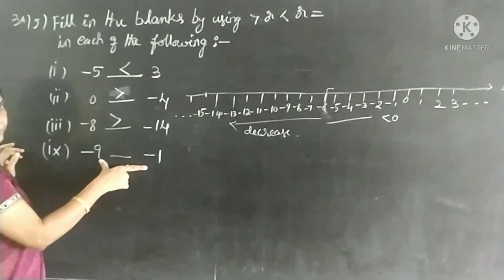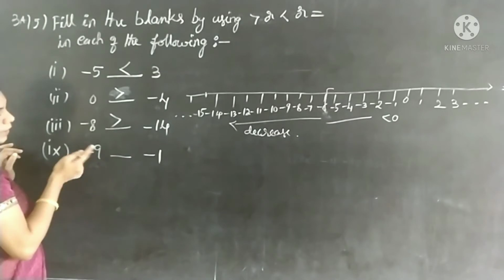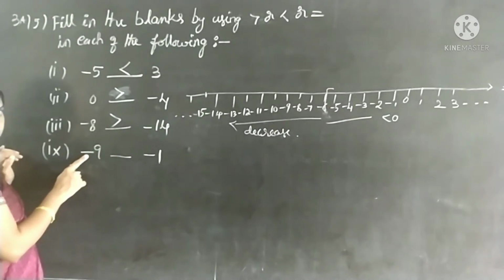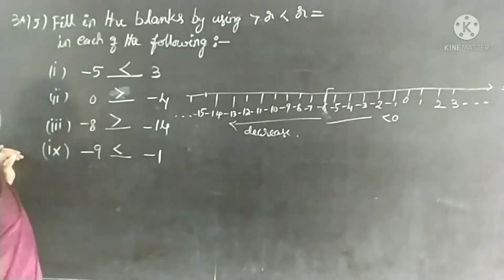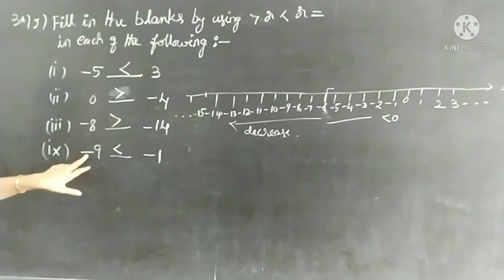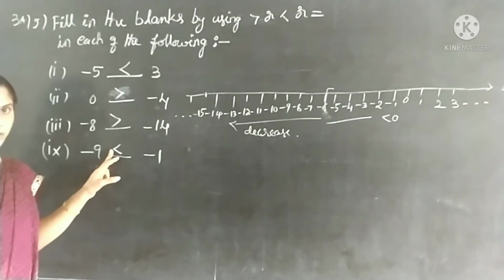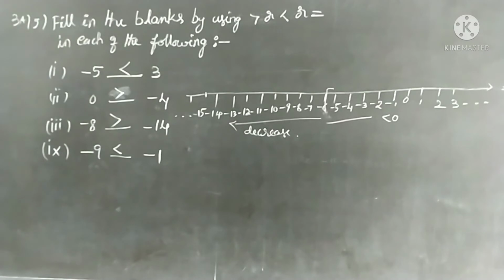Among 9 and 1, which is the greater one here? 9. Right? See, we have the negative sign before 9. So this is the smaller one. Understood? If you have a negative sign before the bigger number, the number automatically will become the smaller one. Okay? Understood? Good. Now done.